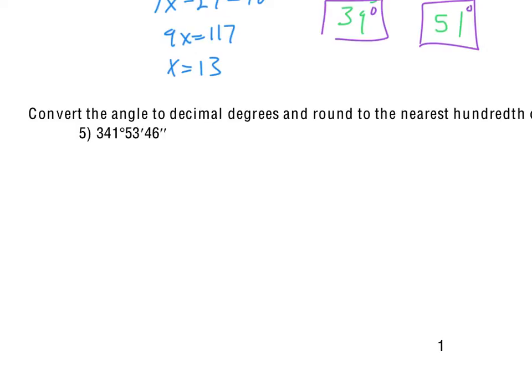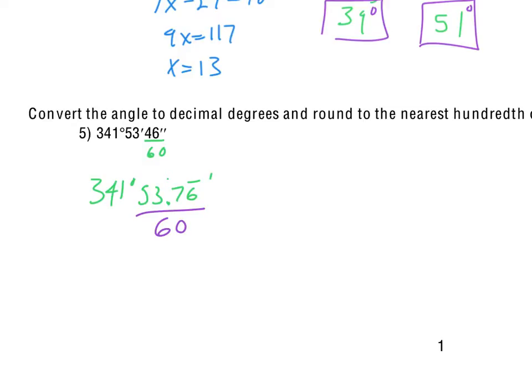Number 5, we're converting the degrees, minutes, and seconds to degrees. So we start by dividing the 46 by 60. That will convert those seconds to minutes. And so then we have 341 degrees, 53 point, and it looks like 76 repeating minutes. And so then, on the calculator, I'm just going to add the 53 to the 0.76 repeating, and then we divide that by 60 as well. That will convert those minutes to degrees.